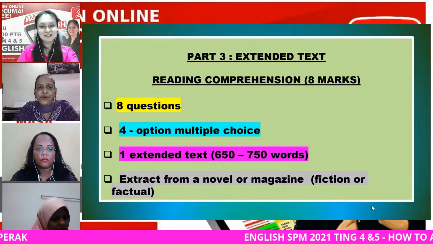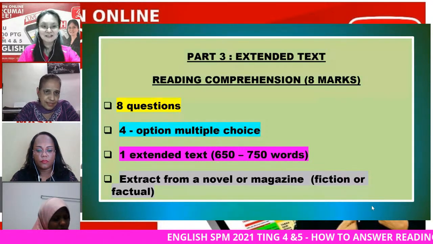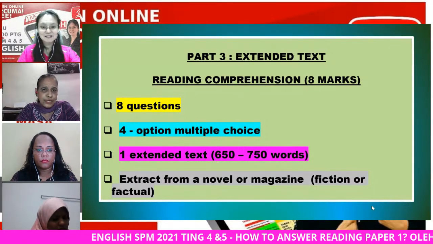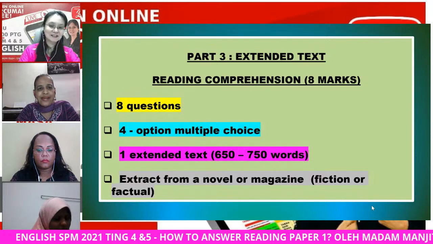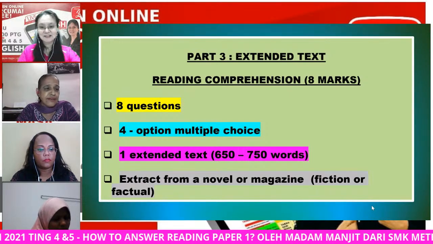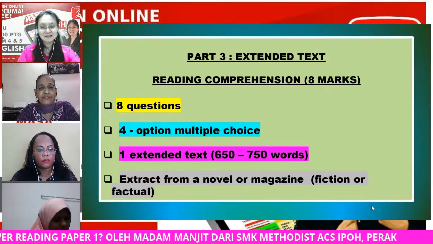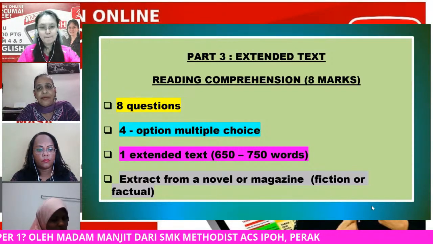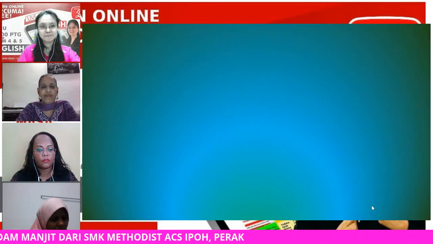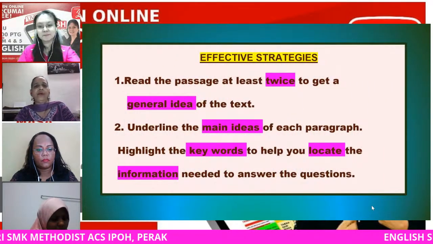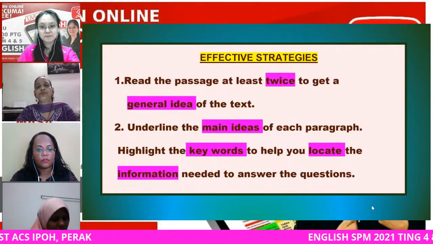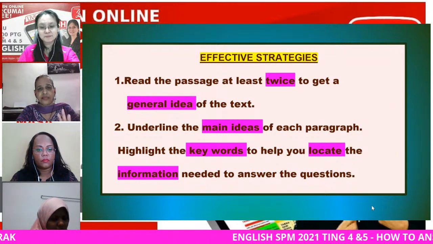First of all, you need to know how many questions you must have? 8 questions. 4 options, multiple choice, A, B, C, and D. 1 extended text, which is about 650 to 750 words. This extract is taken either from a novel or even from a magazine, can be fiction or can be factual. Okay, and then what are the strategies that you can use when you are going to do reading comprehension questions?